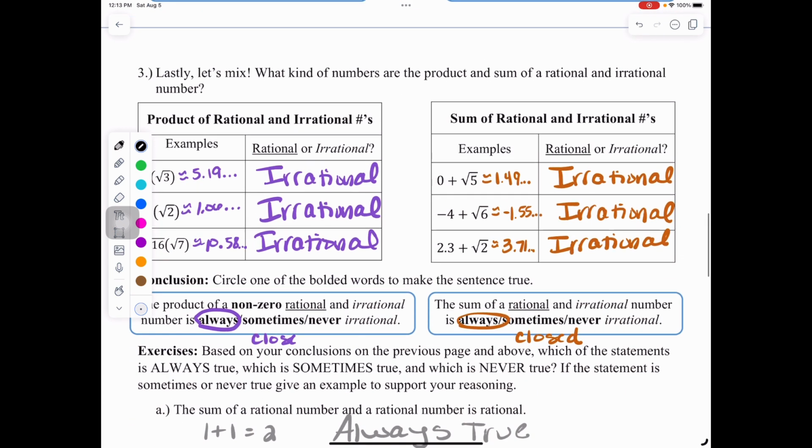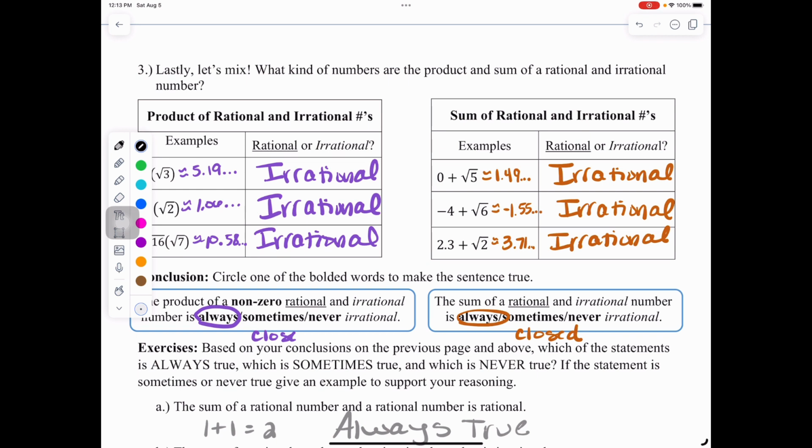Then we mixed. We did product and we did sum, and we did rational and irrational together. So over here, if you take the product or you multiply a rational and an irrational, you're always going to get an irrational number. And on the right, if you take the sum of a rational and an irrational, you're always going to get irrational. So that's something interesting to see when you're mixing them.